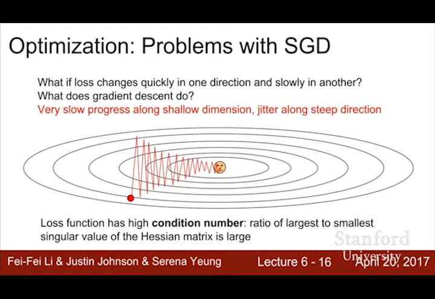And by the way, this problem actually becomes much more common in high dimensions, right? In this cartoon picture, we're only showing a two-dimensional optimization landscape. But in practice, our neural networks might have millions, tens of millions, hundreds of millions of parameters. So that's hundreds of millions of directions along which this thing can move.